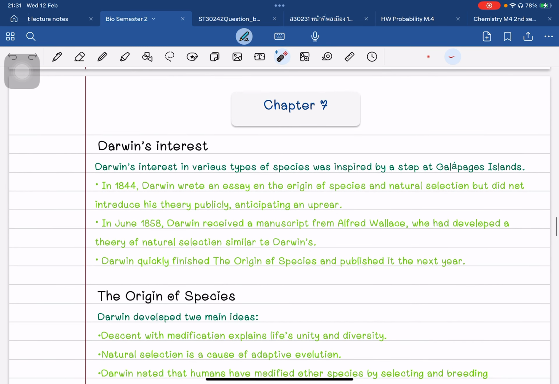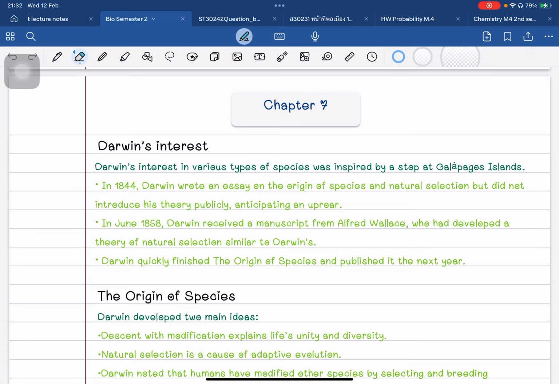Okay, next is chapter 7. So we're going to talk first about Darwin's interest in various types of species. Darwin's interest in various types of species was inspired by the stop at the Galapagos Islands.